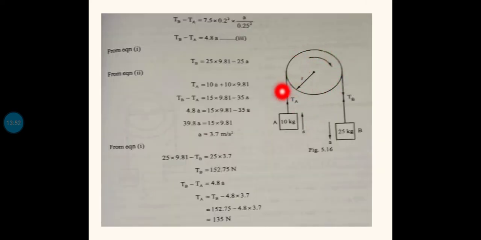This is the pulley. On the pulley, a rope is attached. On either side of the rope, two weights are attached. Here we have a 10 kg mass and here we have a 25 kg mass. So what happens is, once the 25 kg mass moves downward, the 10 kg mass will be moving upward. Due to that motion of the 25 kg and 10 kg, a rotation of the pulley will be happening in the clockwise direction. That is what is shown.